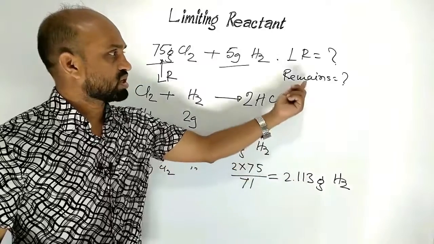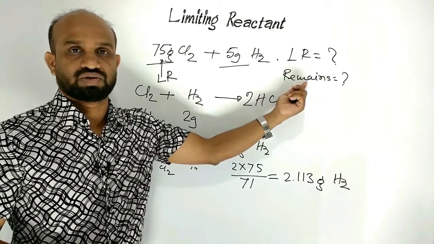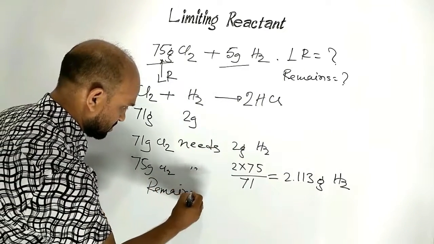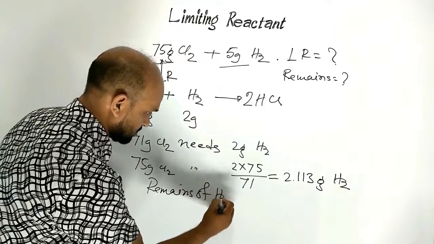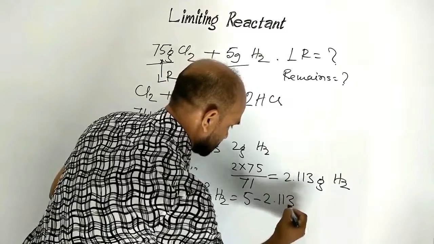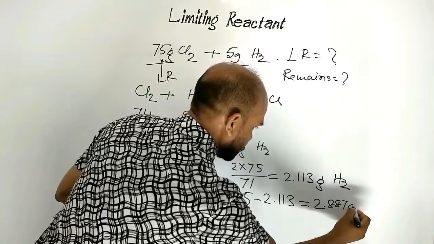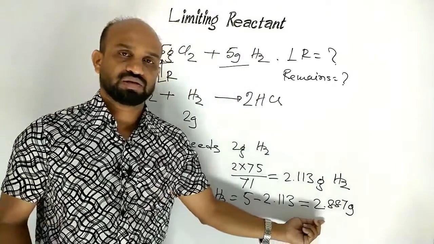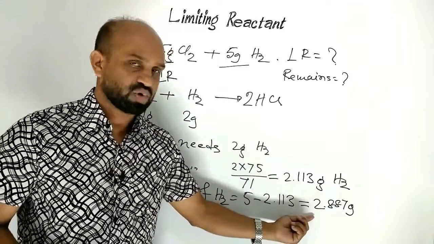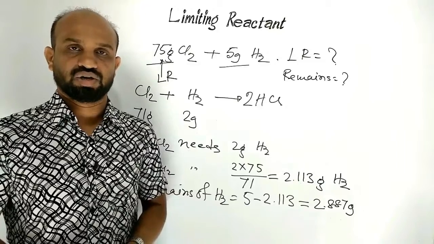Now we can calculate the amount of leftover hydrogen. The remains of hydrogen is 5 minus 2.113, which is 2.887 gram. So in this reaction the leftover of hydrogen is 2.887 gram and the limiting reactant is chlorine.